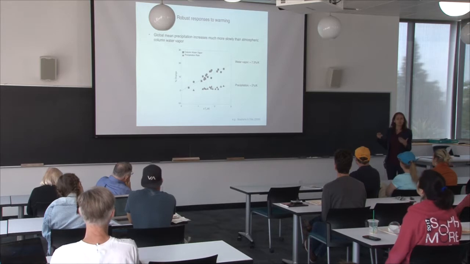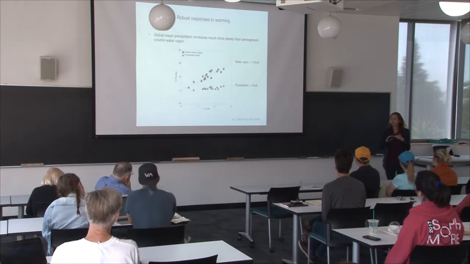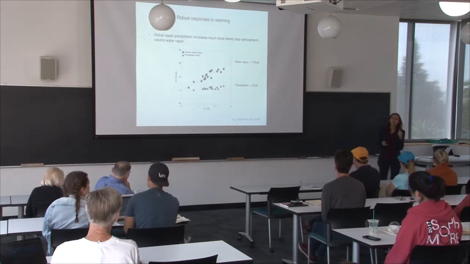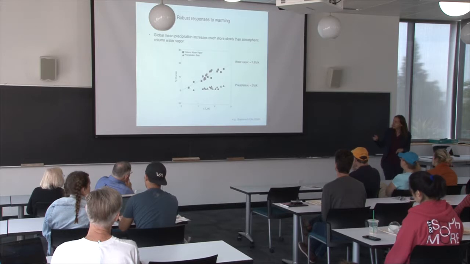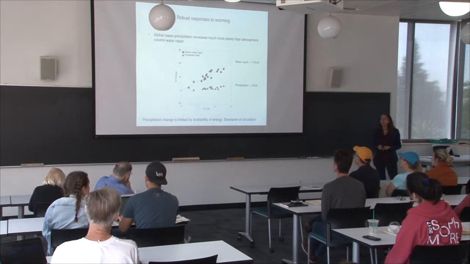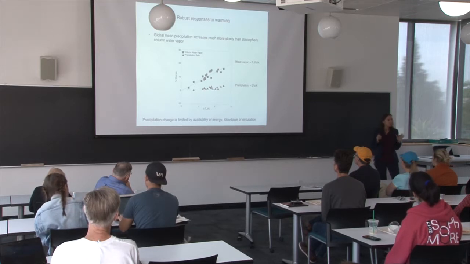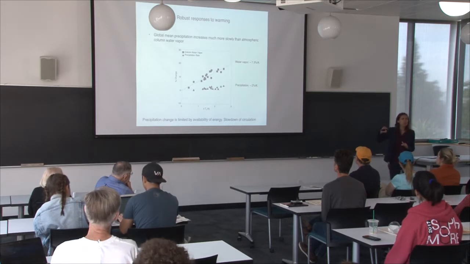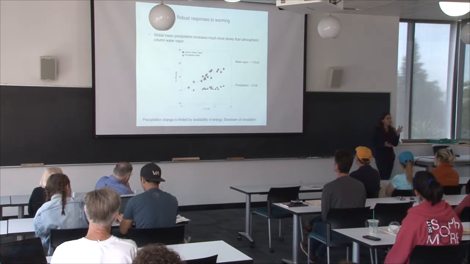And let me just say that while precipitation per se in any given climate depends on both availability of moisture and availability of energy, when you perturb the climate, the precipitation change is constrained, is limited by the availability of energy. Okay? So there are reasons by which precipitation will increase with the temperature at a slower rate than the amount of water vapor that exists globally in the planet.